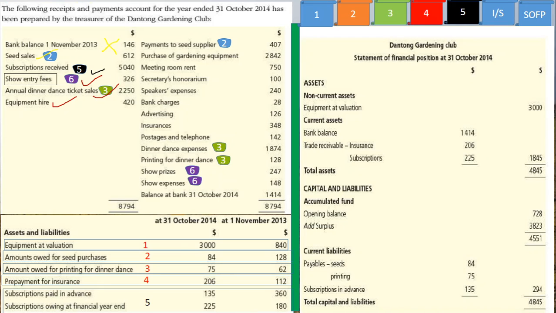So this is basically how we prepare the club's financial statements. I want you to go through it one more time, and if you have questions you can ask me personally.